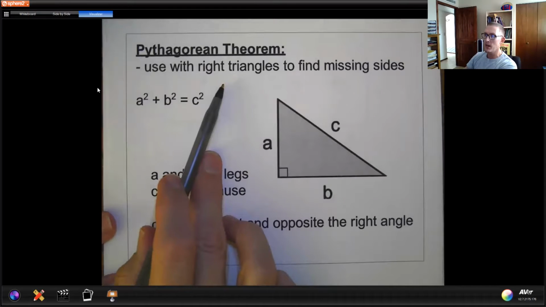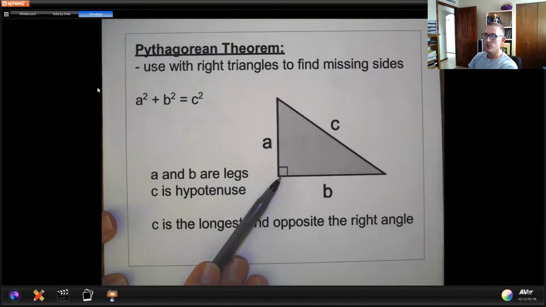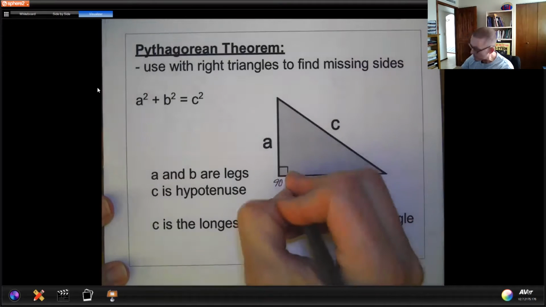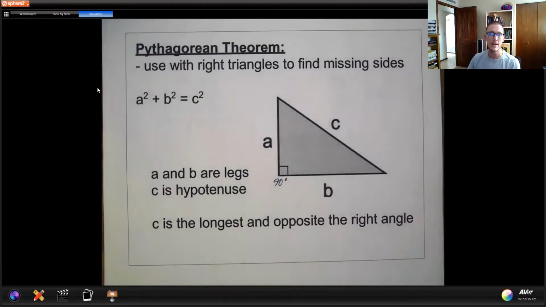You'll see Pythagorean theorem is used with right triangles. Now, a right triangle is a triangle that has a 90-degree angle. The little box in the corner means that this is a 90-degree angle. If it says 90, then it's a right triangle. If they put the little box in there, that's because it's a 90-degree angle.